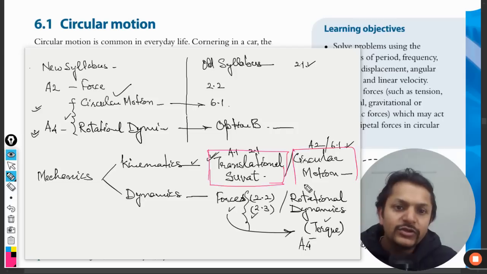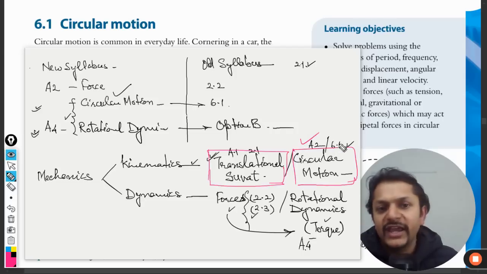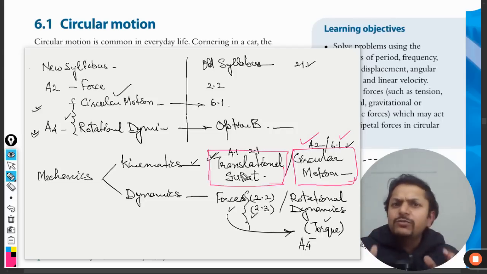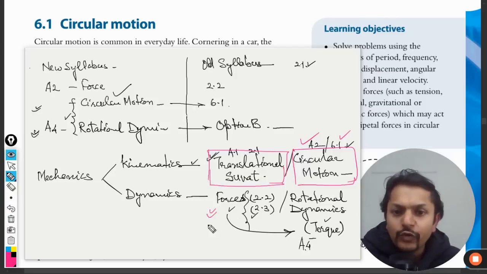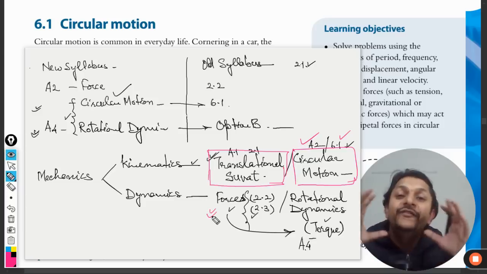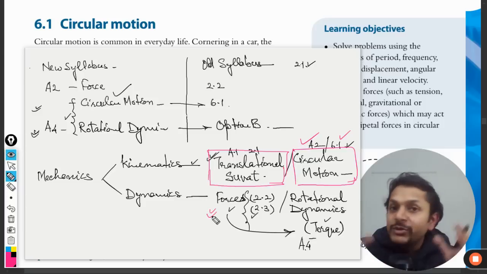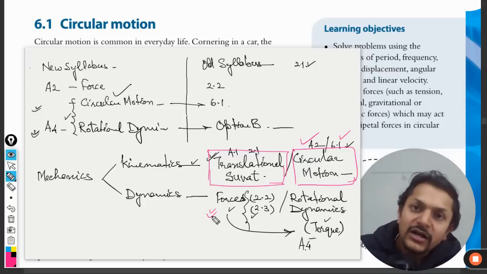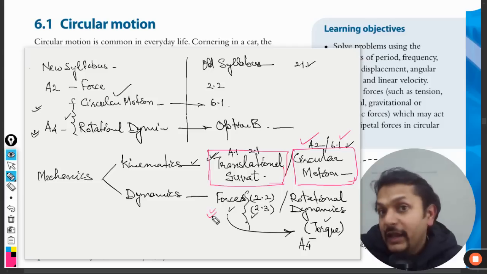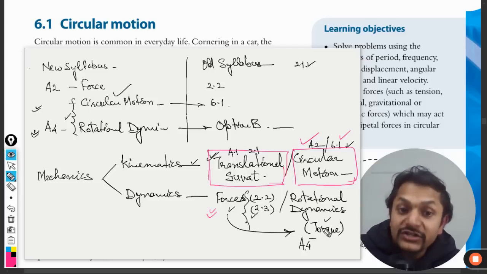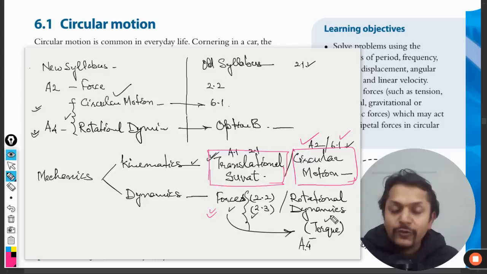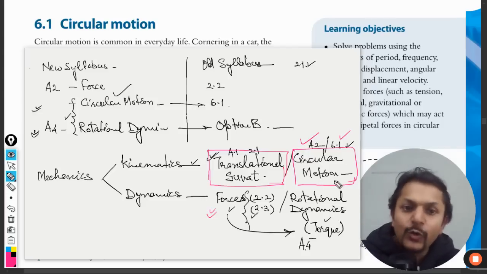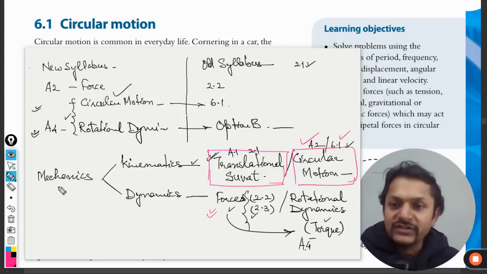Now we are moving into circular motion kinematics, which is A2 and 6.1, a very small topic, so we can complete it in 1 or 2 videos. That's it. And then we would be moving into the forces first of all. Forces is a very big unit, and we would be consuming so many lectures there. I can't even tell you how many. Rotational dynamics again would be very big lectures, taking a lot of time. So let us now quickly move to circular motion without wasting any time.